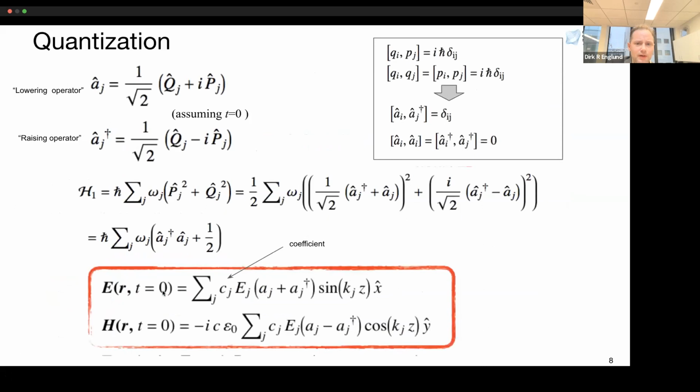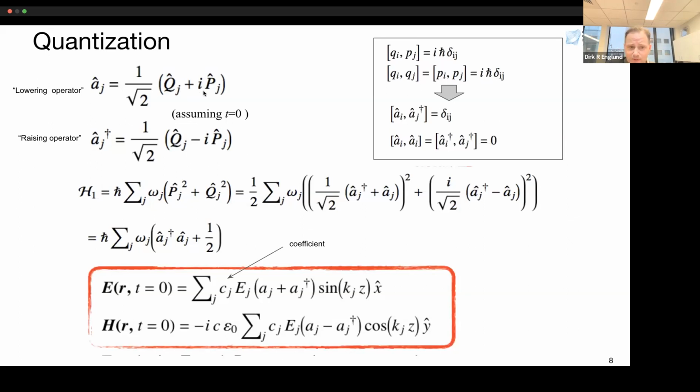Now what we have to do in the quantization of the field is relate the electric field components that we had in the Hamiltonian to these operators. To this end, it's useful to introduce two additional operators that we're going to be using throughout this course to describe quantized electromagnetic fields. One is the lowering operator, or the annihilation operator, for mode j: A sub j equals Q sub j, the position operator for that oscillator, plus i times P sub j.